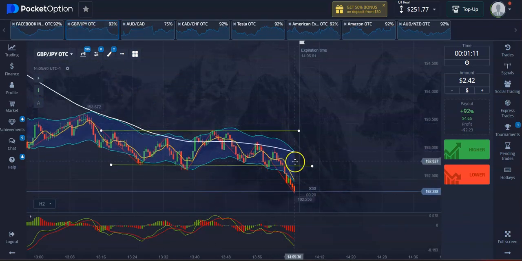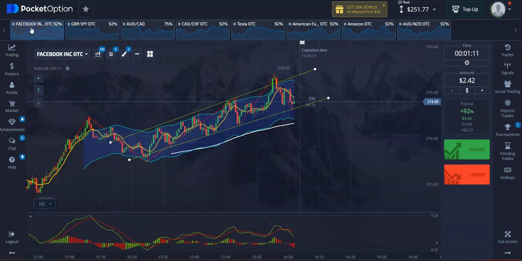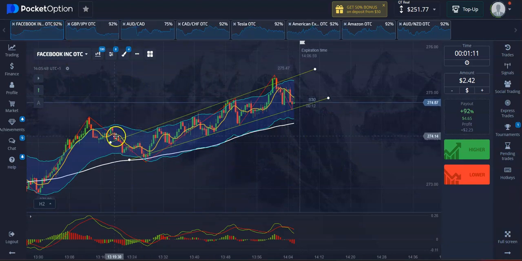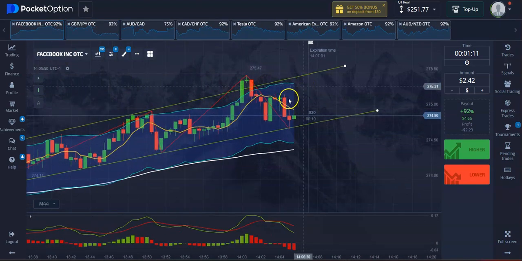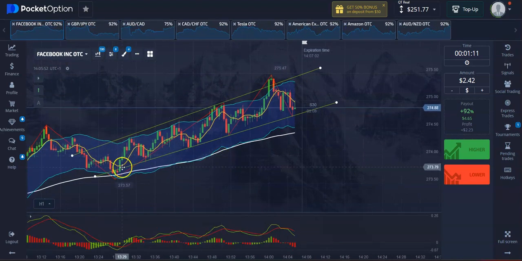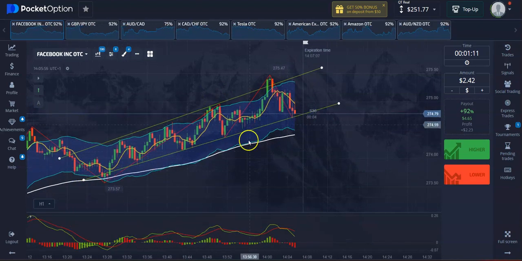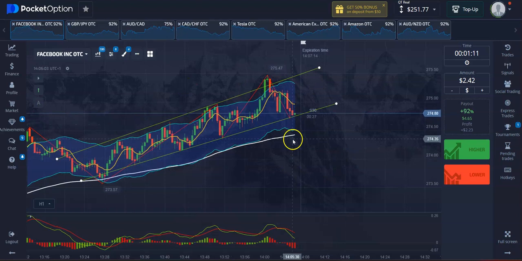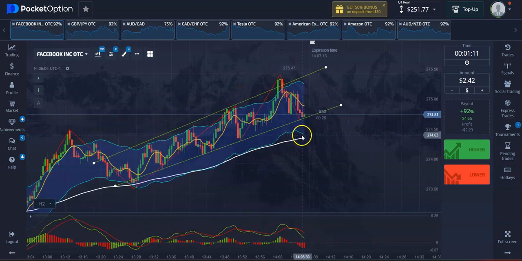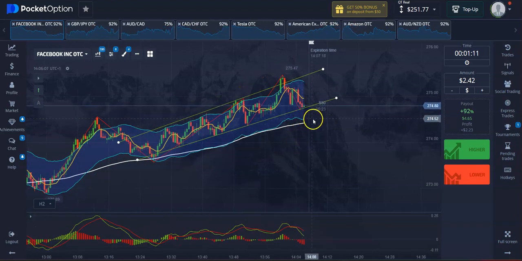This one broke the pattern. I was expecting it to bounce back up, but it didn't happen, so it is what it is. And this one, okay, we got the pumping, we got the pattern right here, the uptrend. Facebook, usually when it meets this level right here, it bounces back up. Hopefully that will be the case, and we will be able to ride on this one.